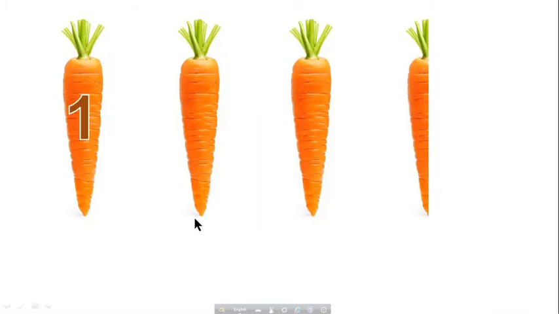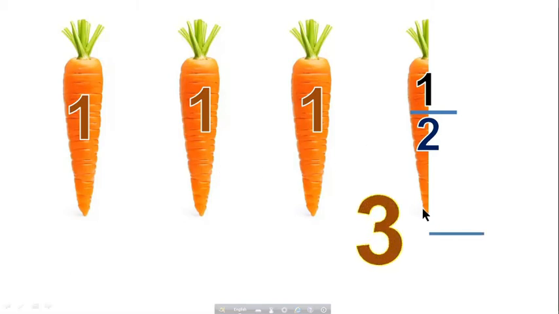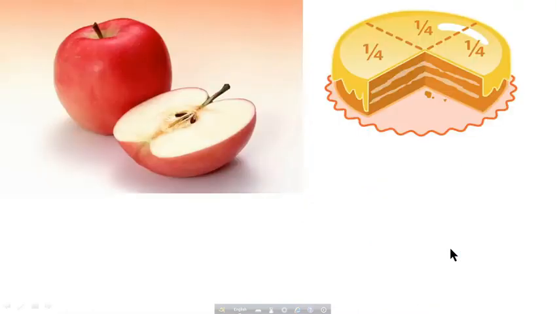Similarly, we have got here 1, 1 and 1 as integers. That means the integer is 3 and the fraction is 1 by 2. So we have got the fraction: 3 integer 1 by 2.